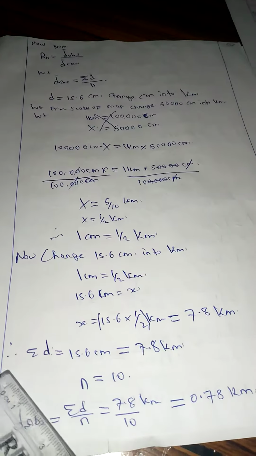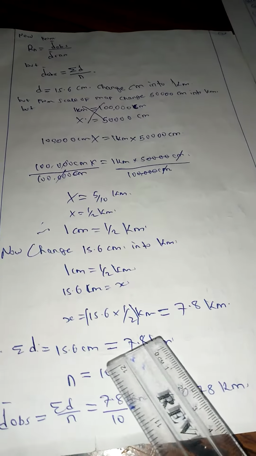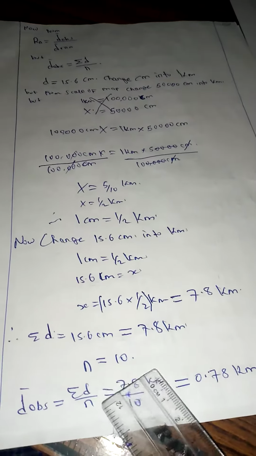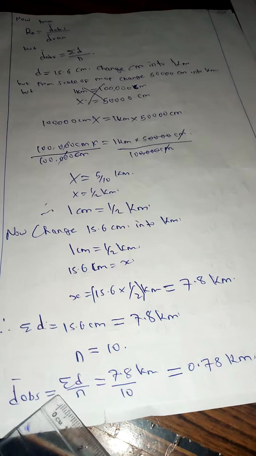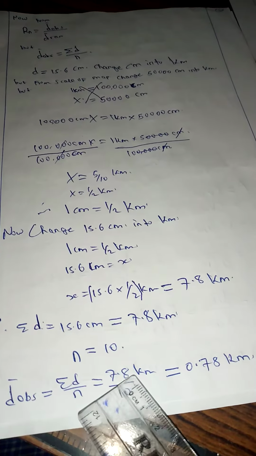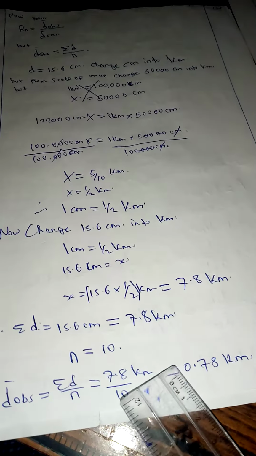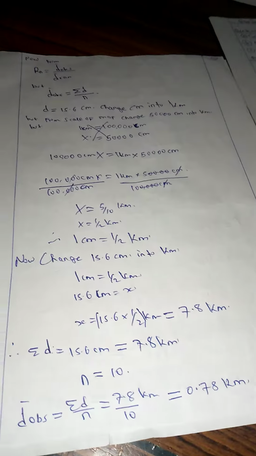But therefore, summation of D is equal to 7.80 in kilometer. But N is equal to 10. Now D mean obs is equal to summation of D over N, which will be 7.8 kilometer over 10, which will be 0.78 kilometer. Now let us continue.